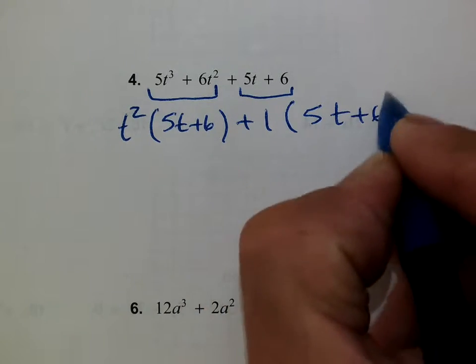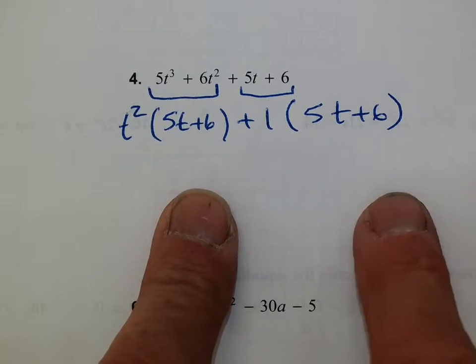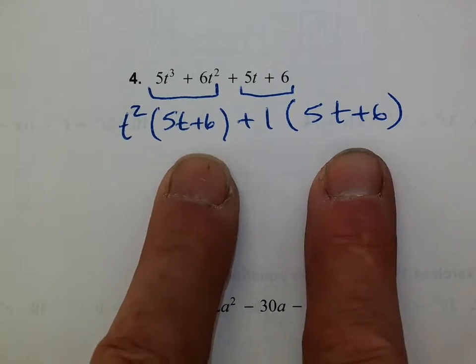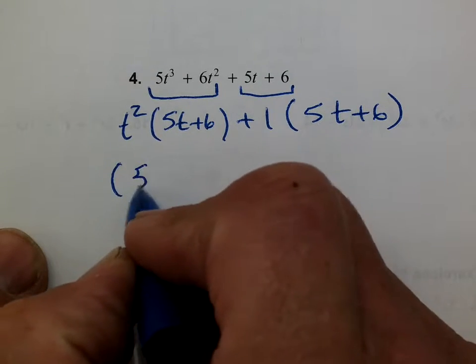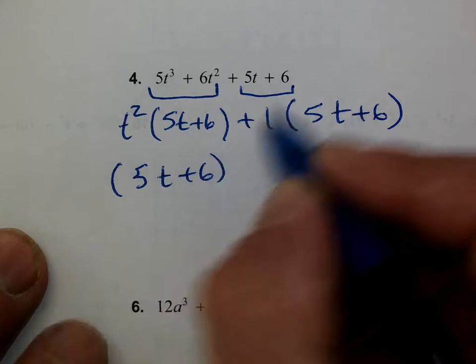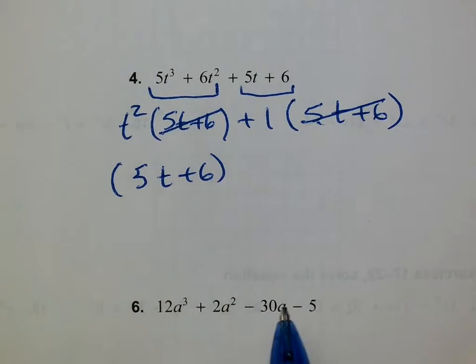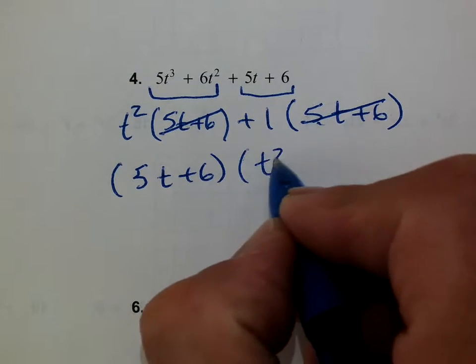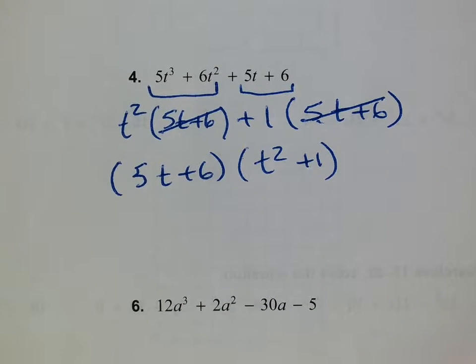plus 6. Now our goal is to make sure we have 2 of the same after the first step, which we do. So what do the 2 groups have in common? Parentheses 5t plus 6. And if I common factor out the 5t plus 6, I like to cross it out because then it's pretty obvious what's left over, right? So what's left over? T squared plus 1. Okay, that's why we're going to keep doing a few more of these.